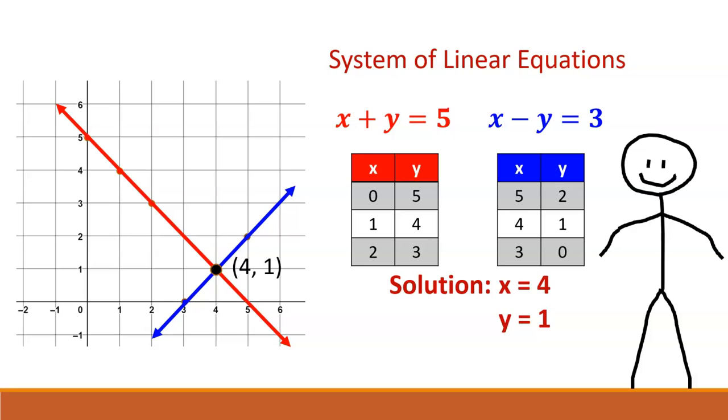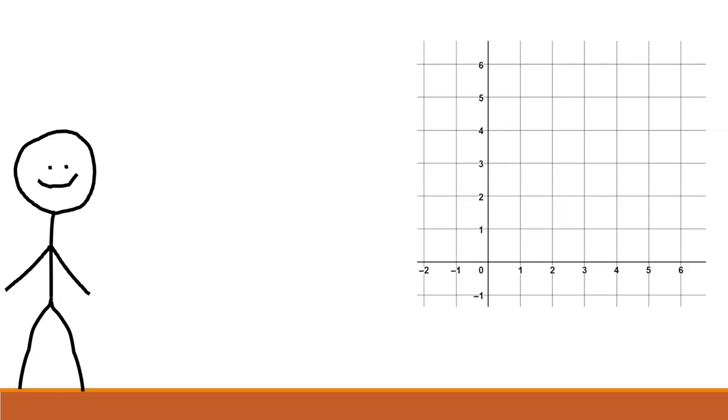Since that's the solution, we know that we can take both equations and substitute 4 for x and 1 for y, and get a true statement for both equations. Well, that's pretty straightforward then, isn't it? If we've got a system of linear equations, we just need to graph the two lines, see where they cross, and we found the solution.